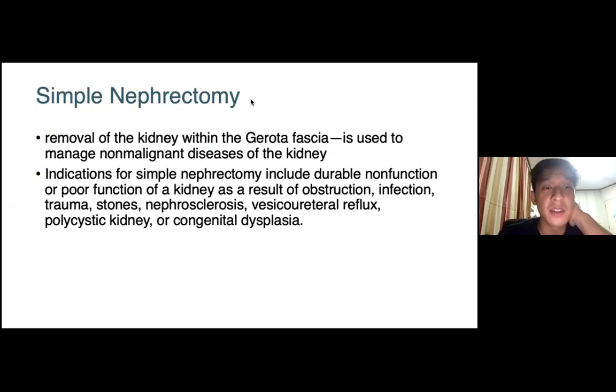Please don't be confused by this. I know it's not a simple surgery, but it's actually called simple nephrectomy. It is the removal of the kidney within the Gerota's fascia. It is used to manage non-malignant diseases of the kidney.